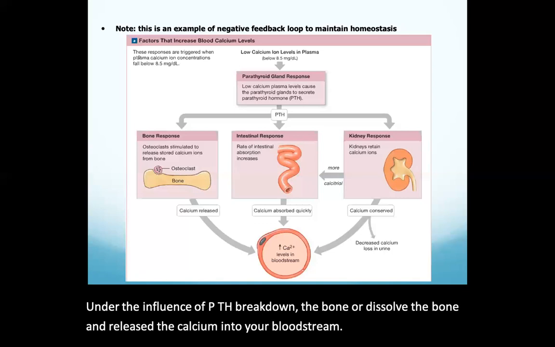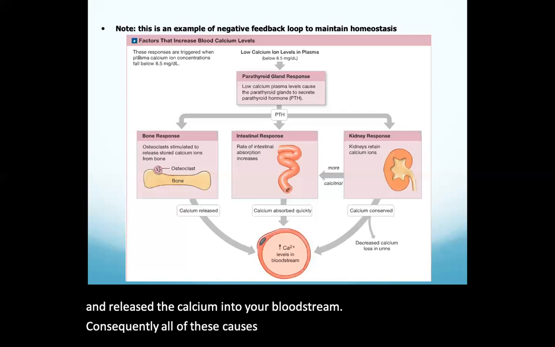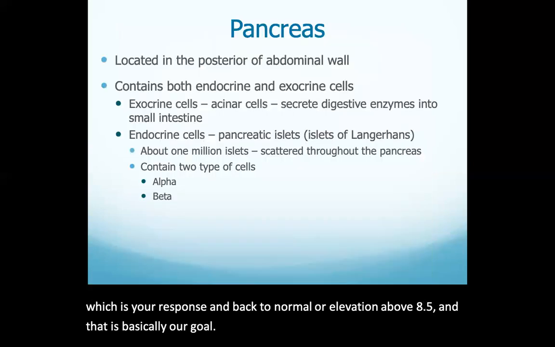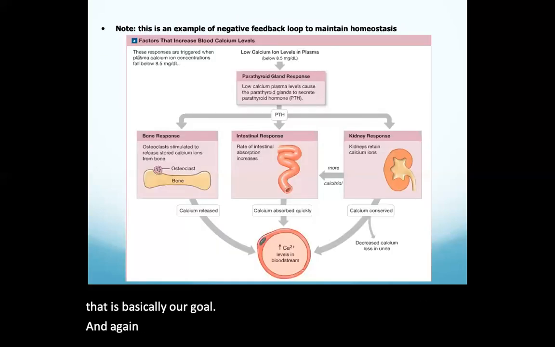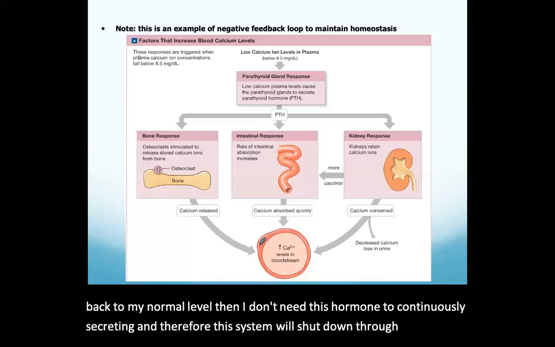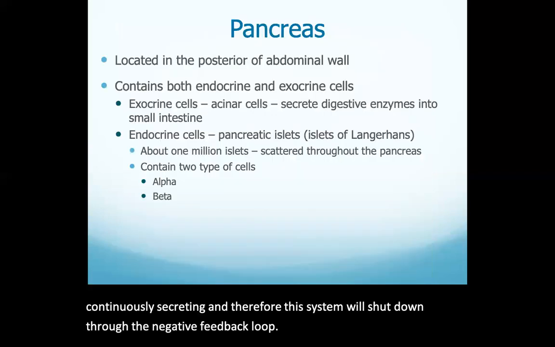Consequently, all of these cause an increase in the level of calcium, which is your response, back to normal or elevation above 8.5. And that is basically our goal. Again, this is a negative feedback loop, guys, which means when I am back to my normal level, I don't need this hormone to continuously secrete, and therefore this system will shut down through the negative feedback loop.